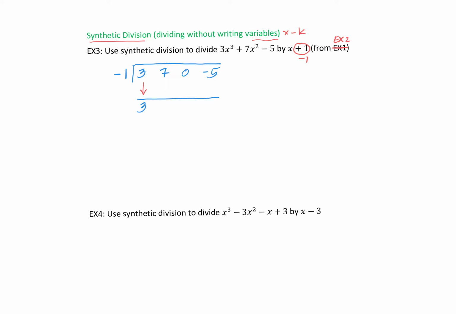Next thing we want to do is our multiplication. So remember, it's multiply, add, multiply, add. What do you multiply by? You're going to multiply this 3 by the divisor negative 1. 3 times negative 1 is negative 3. That's going to go underneath the next number, which is 7. And then we're going to add. So multiply, put it underneath the next number, and then add. 7 plus negative 3 is a positive 4.